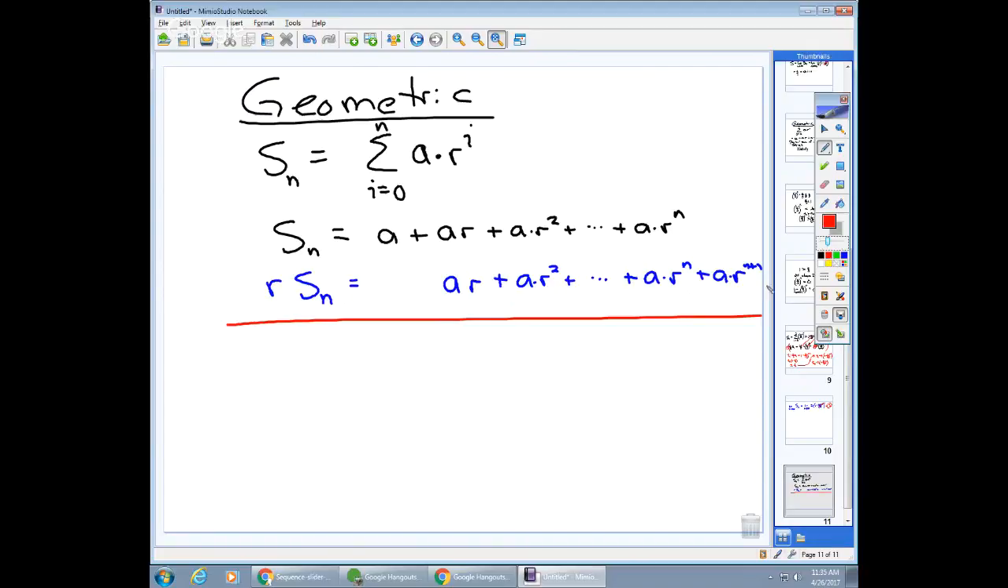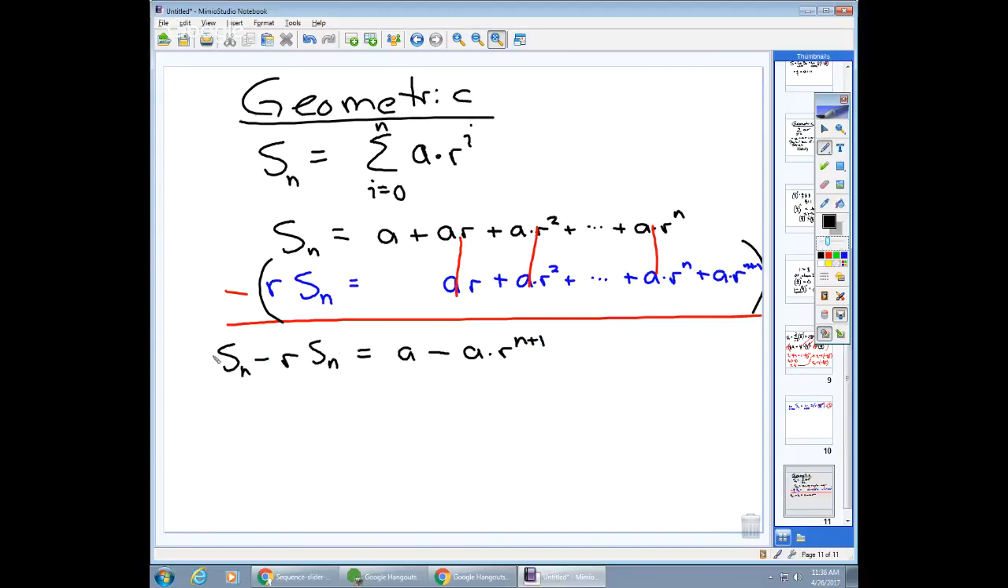And then the next trick we applied here was we subtracted these two. So we'll get s sub n minus r s sub n on that side. On the other side, it collapses, right? These guys subtract out, and those guys subtract out, and those guys subtract out. So on the other side, all I'm left with is the first term, a, minus this extra last term. Remember, I'm subtracting everything here. So I'll have a minus ar to the n plus 1.